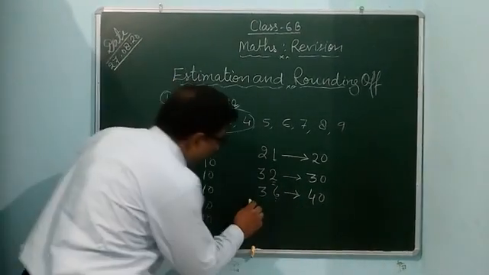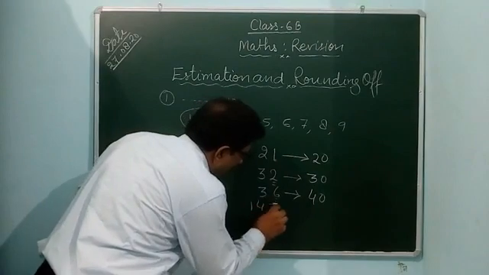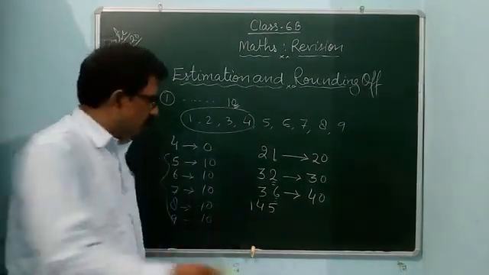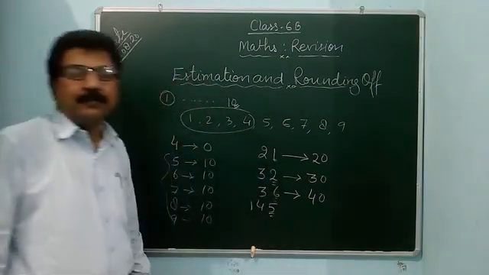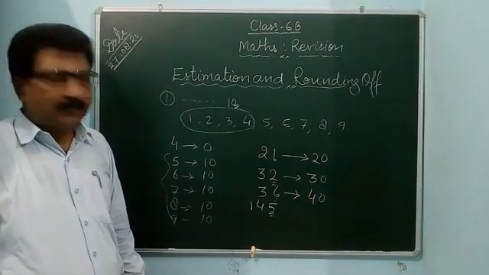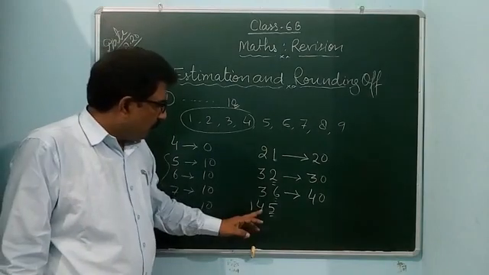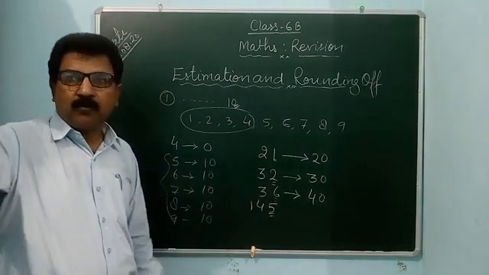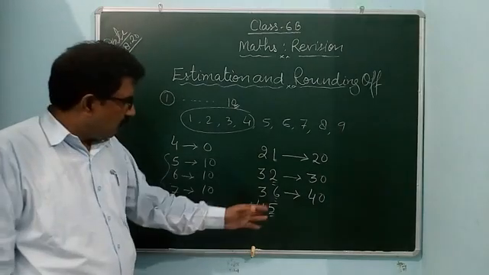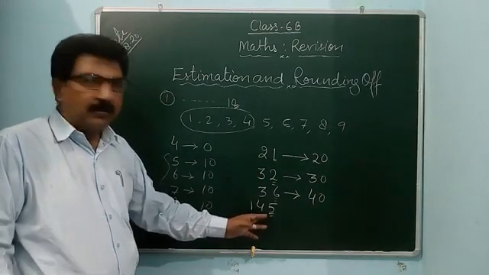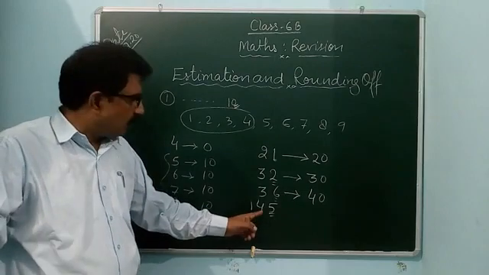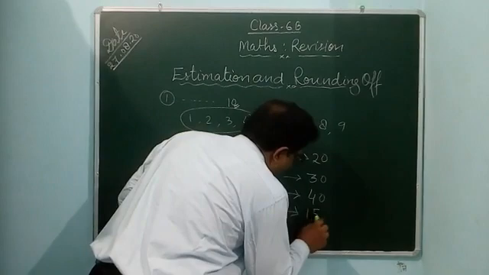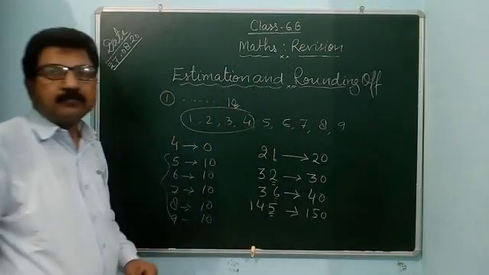Suppose it is 145, a 3-digit number. Then also you see only the last digit when estimating tens. In 145, the 5 will change to 10. So 45 becomes 50, and it will be 150.